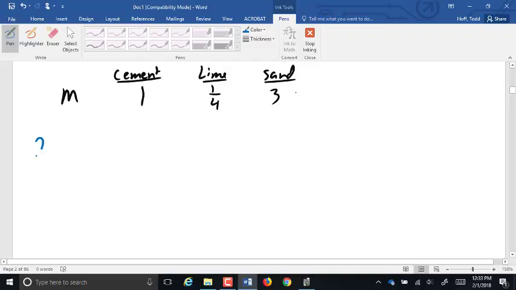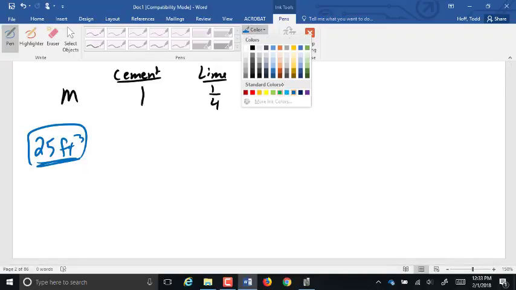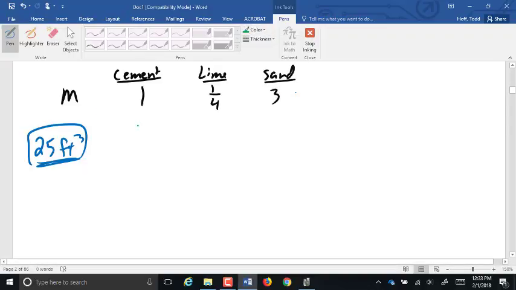So if we wanted to make a certain amount of mortar here, let's say we figure we're going to need 25 cubic feet of mortar. We need to figure out how much of each of those ingredients we need. So for cement, lime, and sand, the first thing we have to do is find the total. If we add those all up, what's 1 plus 1/4 plus 3? 4 1/4 is the total.